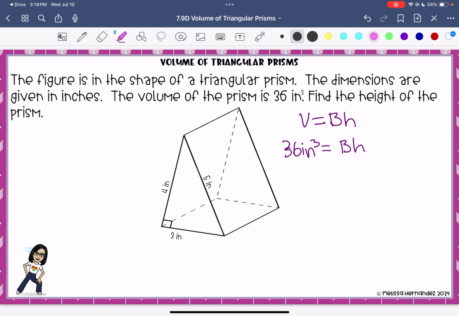Now, it is a triangle, so I'm going to go back and shade my bases. And remember, the bases are parallel and they're congruent, and so there will be 2 of them. And we're looking for the height, which is the distance between both of these bases, which happen to be triangles.